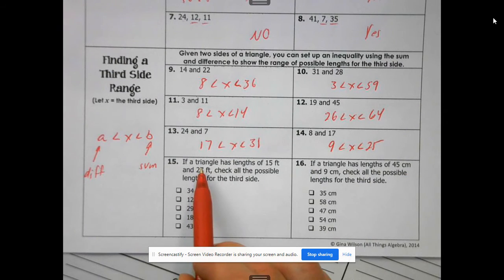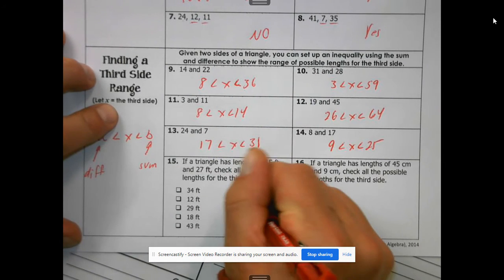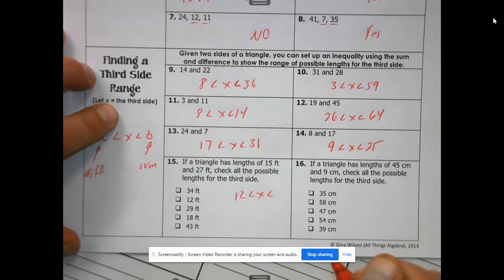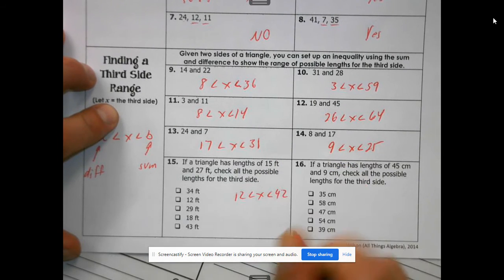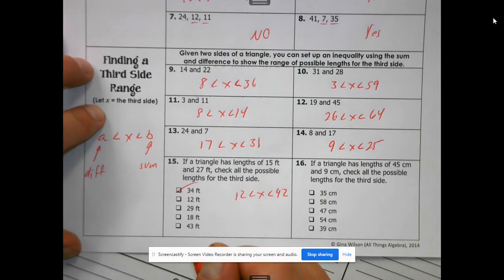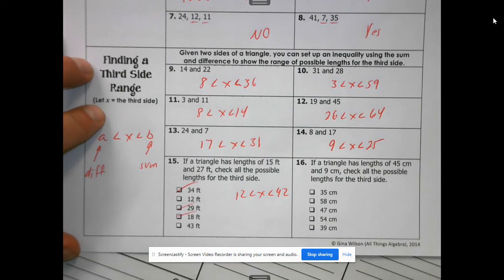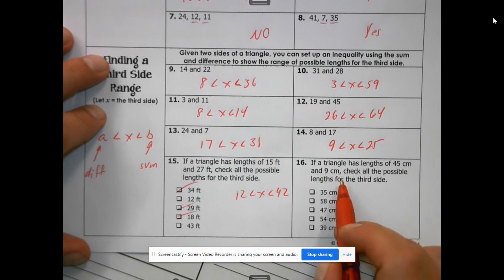15. The triangle has lengths of 15 and 27. Check all the possible lengths for the third side. All right, well, if I subtract them, that gives me 12. If I add them up, that gives me 42. So anything between 12 and 42 is going to work. 12 is not going to work because that is not big enough. 29 will work. 18 will work. 43 is too big. So those are your possible sides for number 15.